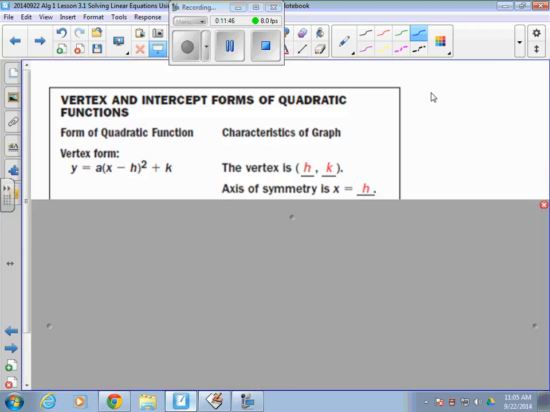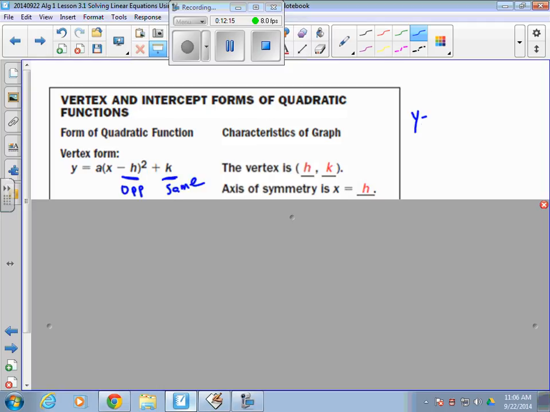Okay, vertex and intercept forms of quadratic equations. This one right here is the vertex form: y = a(x - h)^2 + k. The vertex is (h, k). Now, the easiest way to look at this, it's the opposite of whatever you see as h. And it's the same as whatever it says as k.